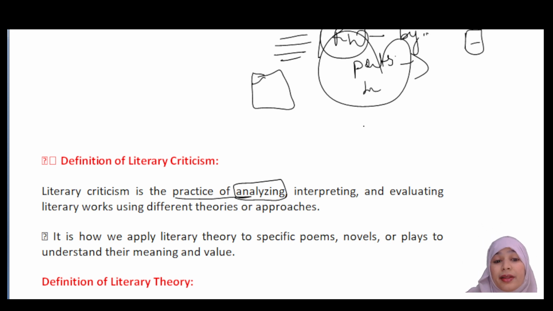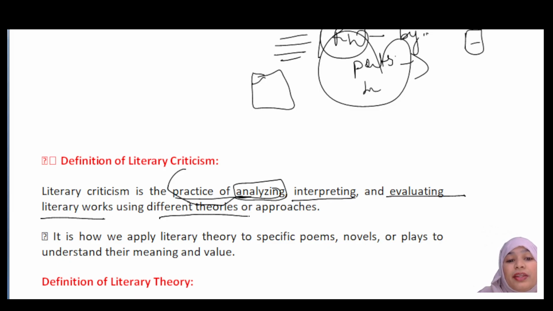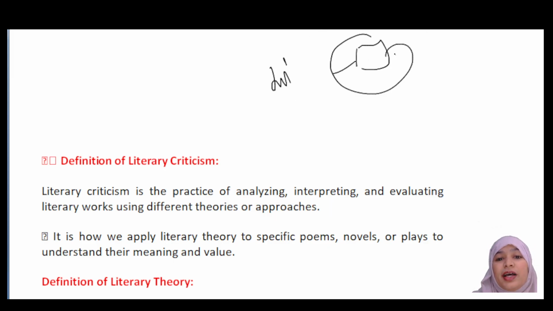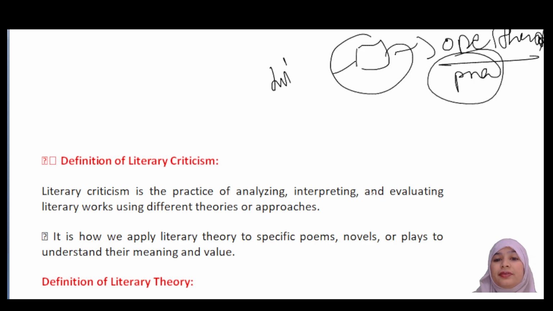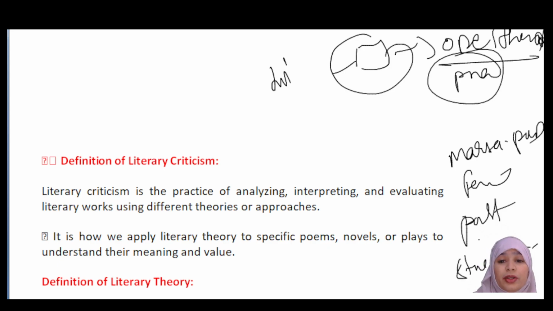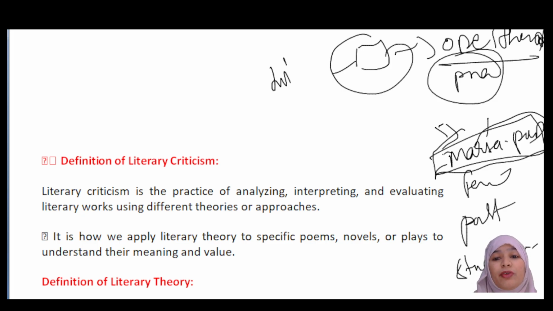So further, what does literary criticism mean? Here, the practice of analyzing, interpreting and evaluating literary works using different theories and approaches. If you see any work taken from literature, first apply one particular method or practice. Just select any one method, whether you are going to study from the Marxist point of view, feminist point of view, post-colonial point of view, or structural point of view. Getting my point? You should first select the method. Yes, I am going to use the Marxist point of view on that particular work.